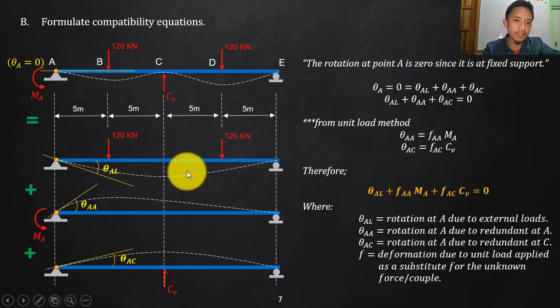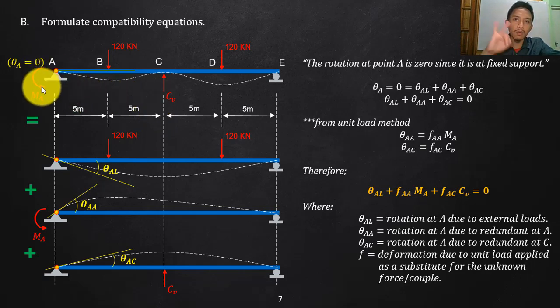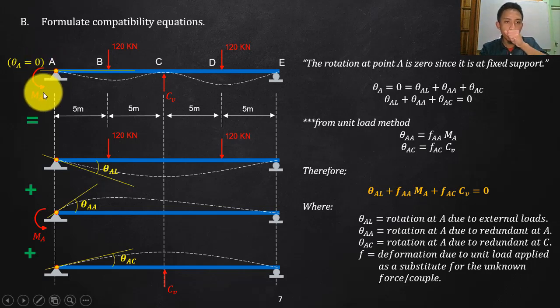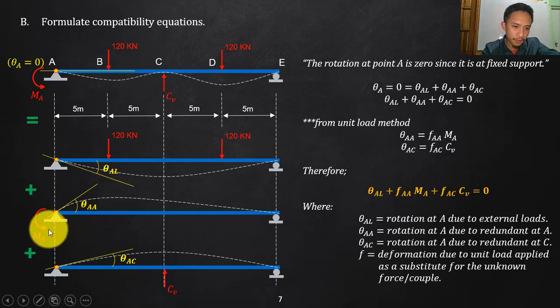And then what else? If I try to apply my redundant, if you have more than one redundant, you need to apply them one by one. Do not apply 2 or 3 redundants at the same time, since you cannot analyze the behavior of each redundant. So let's start with my redundant M sub A, or the moment redundant.